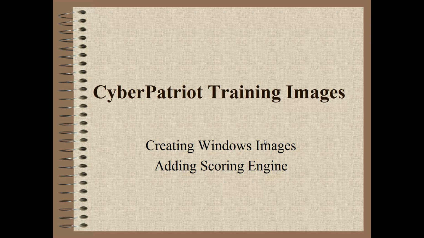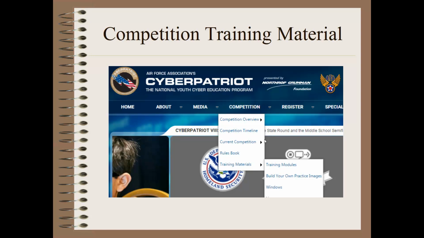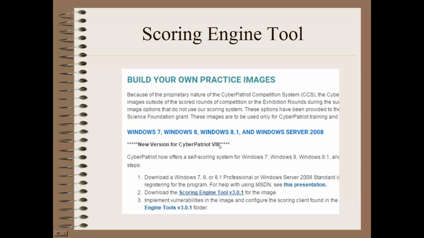Let's get started. First, you want to get logged into the CyberPatriot site, cyberpatriot.org. Along the top of that, you can see the window here. You have competition. Under competition, you'll see training materials. Come down where it says build your own practice images, click on that. You'll get this screen here. You want to come down here to number two. It says download the scoring engine. Go ahead and click on that and then download the scoring engine.